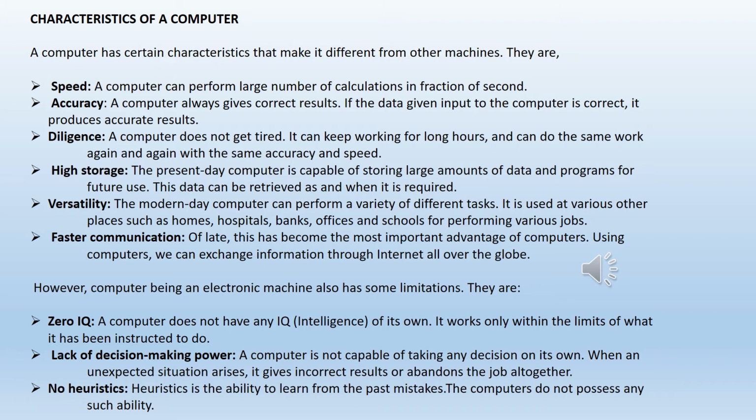Versatility. Modern day computers can perform a variety of different tasks. They are used at various places such as homes, hospitals, banks, offices, and schools for performing various jobs. These computers can perform various tasks, so they are used in different places. At home we use the computer for different purposes. At hospitals we use computers for different purposes. Likewise, the computer can perform various jobs.